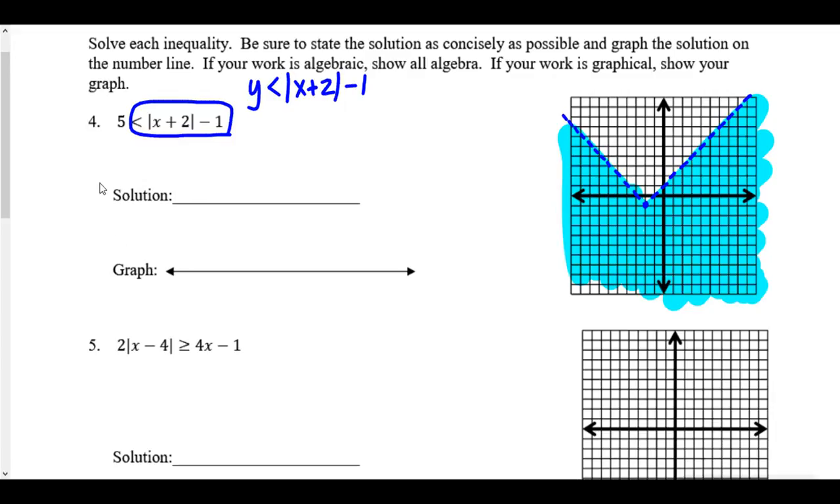If I'm looking at this 5, I have 5 is less than y, which means if I'm going to graph it the way I normally think of it, it would be y is greater than 5. So I'm going to go up to y equals 5, and I'm going to make a dashed line because there's no equal to there. This is a greater than, so when I shade for greater than, I'm going to shade up.